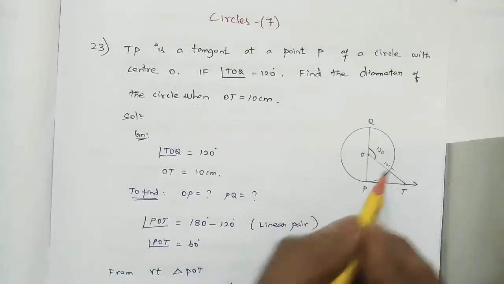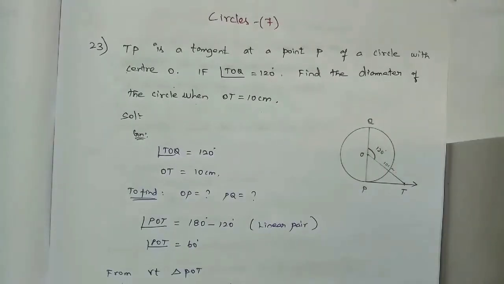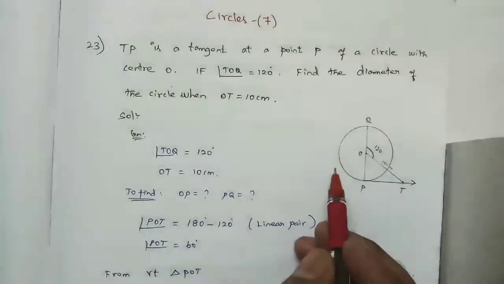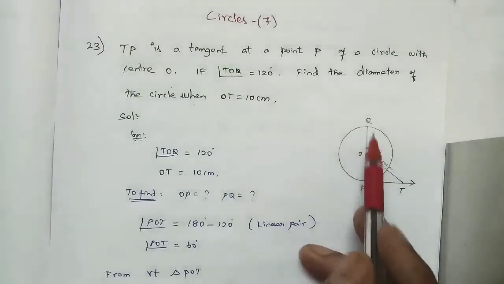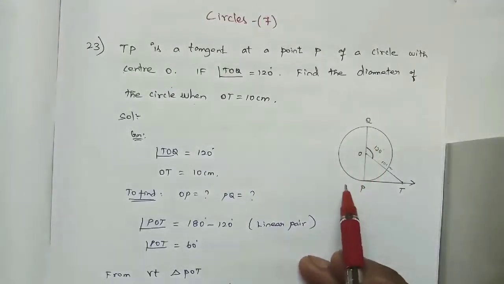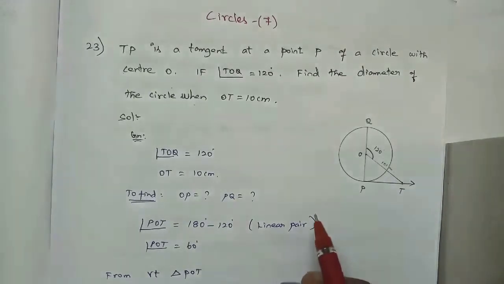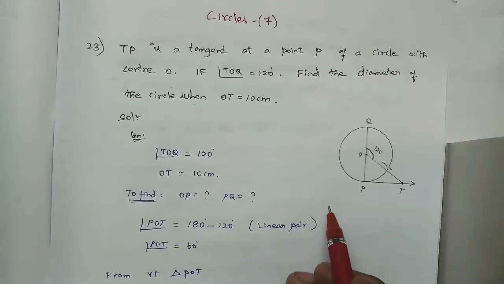So how are we going to find it? By seeing the question itself, we need to find the length of PQ, that is the diameter of the circle. Suppose we find the radius of the circle, then it will be very easy: just multiplying by 2 you will get the diameter. 2 times the radius is nothing but the diameter. So if it is possible to find the radius, then we can find it.